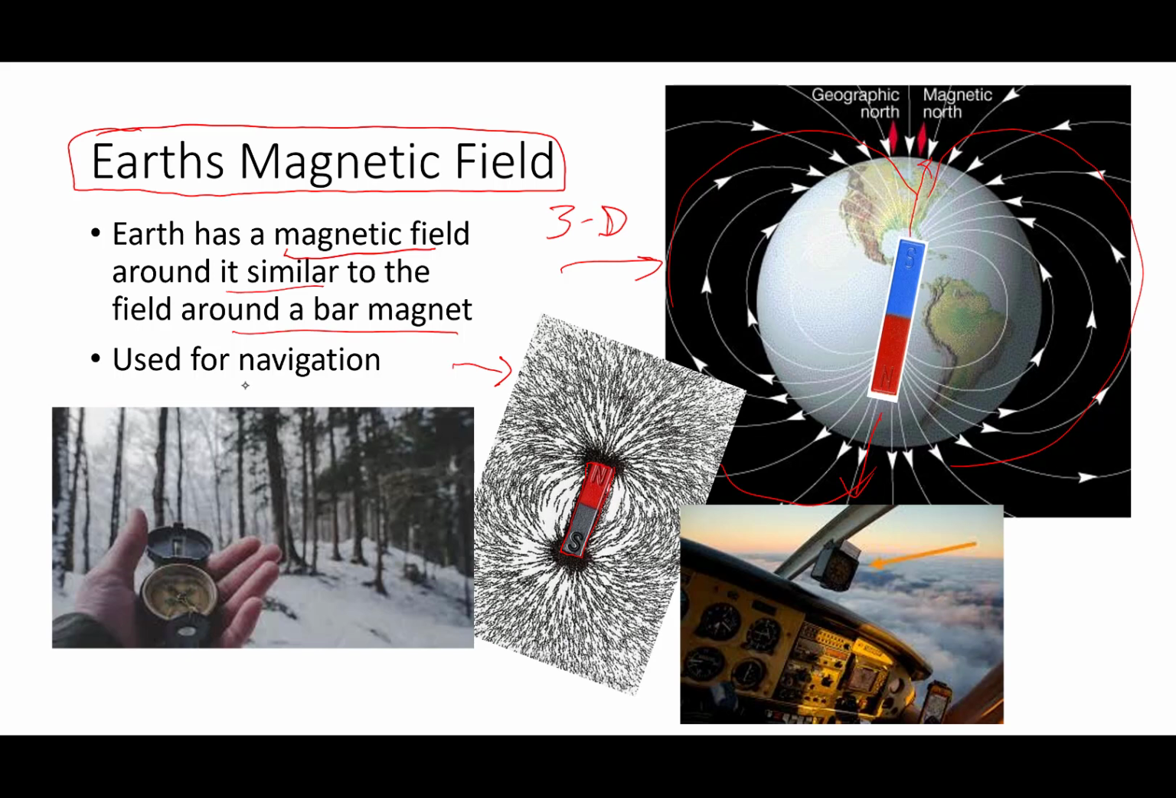If you have ever navigated on a hike through the woods when you're out hunting or exploring, perhaps boating, flying an airplane, things like that, you have used a magnetic compass to help find your way. Before the invention of GPS and more sophisticated navigational methods, this was the only way that ships and planes had to navigate from point to point.